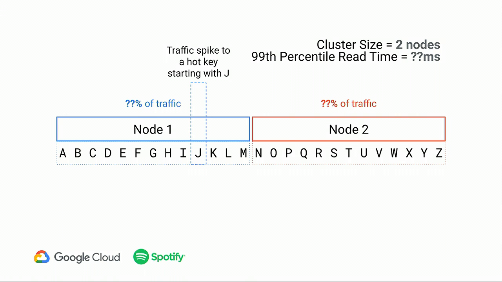Now, let's say that something goes wrong. We get a traffic spike to a hot key that starts with J. And J is currently on node 1 there.